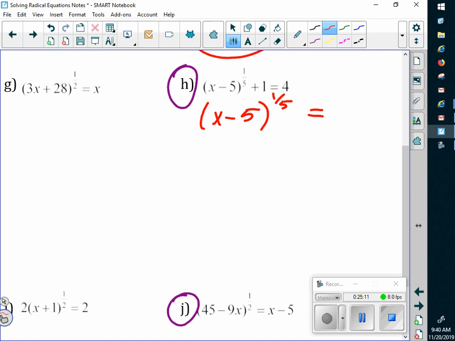Equals. Equals. Now what? Raise both sides to the 5th power. What do you have left on the left side? You add 5. Okay, 3 to the 5th. 243.